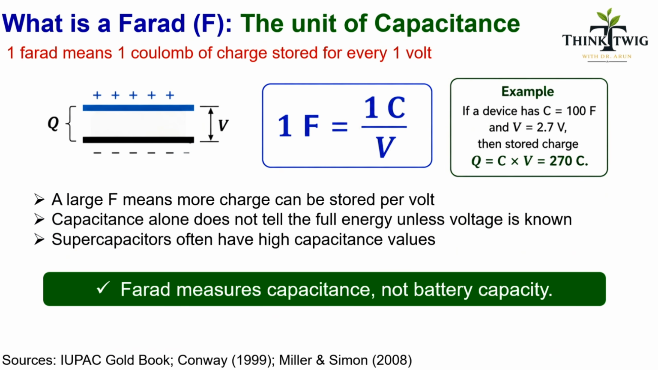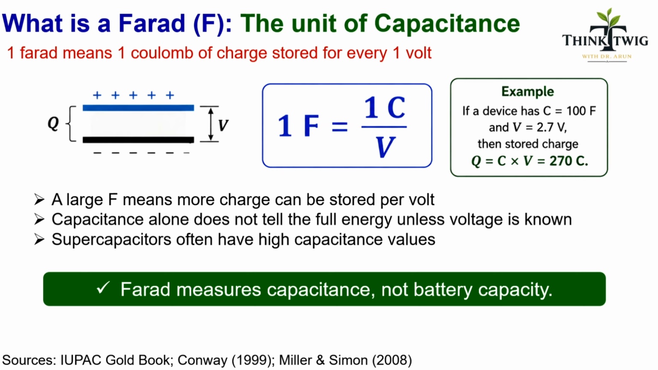Let us understand the farad properly. A farad is a unit of capacitance, and its meaning is very direct. 1 farad means 1 coulomb of charge for every 1 volt. So 1 farad equals 1 coulomb per volt. Now look at the simple capacitor shown on the slide. We have charge Q, we have voltage V, and capacitance tells us how these two are connected.